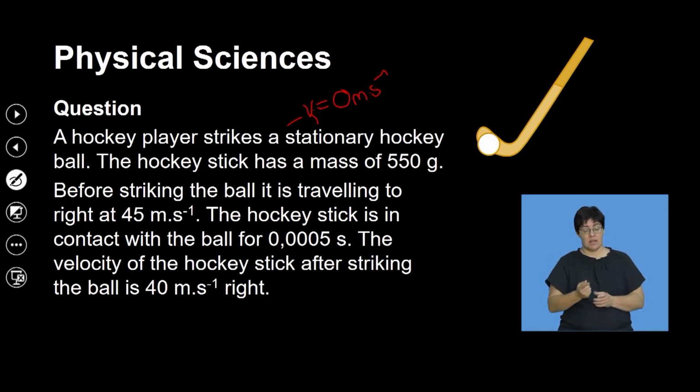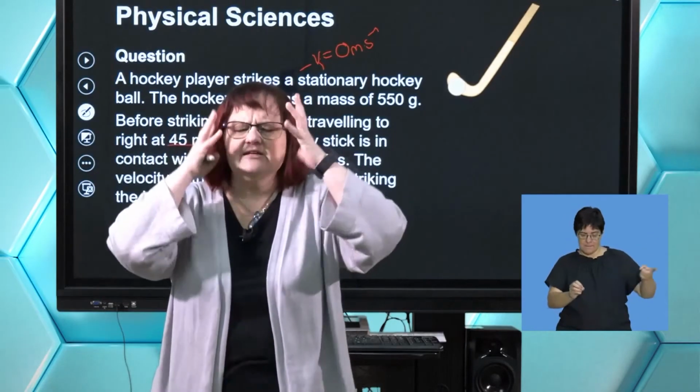Before striking the ball, I'm referring to the hockey stick, is traveling to the right at 45 meters per second. The hockey stick is in contact with the ball for 0.0005 seconds. The velocity of the hockey stick after striking the ball is 40 meters. So I've given you information to do with the hockey stick. There's lots of things to think about here.